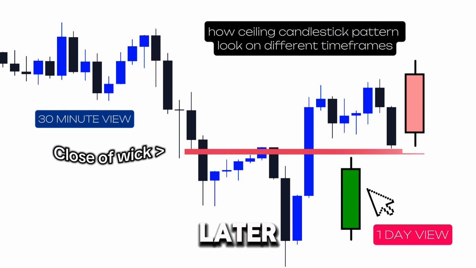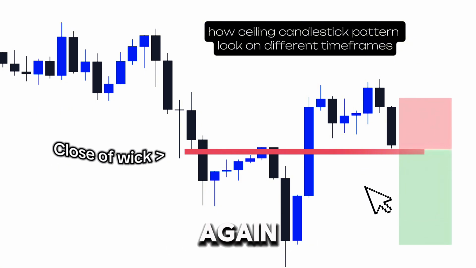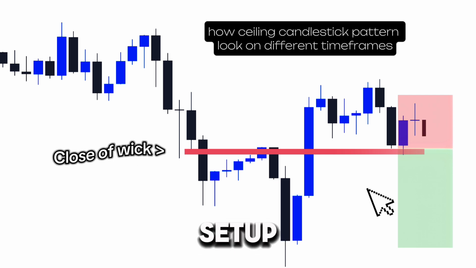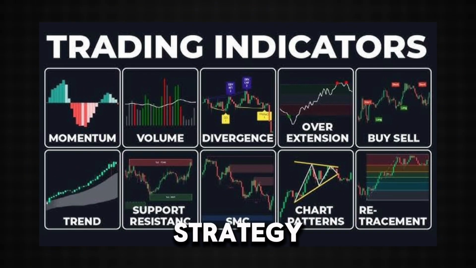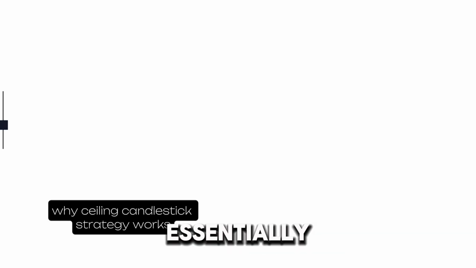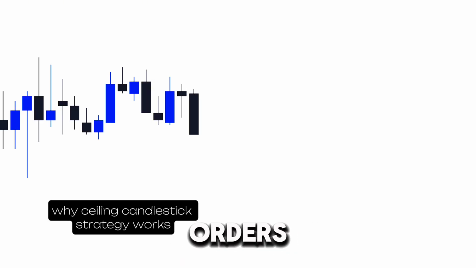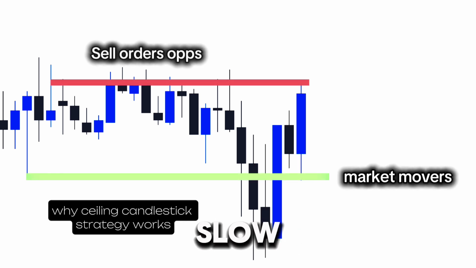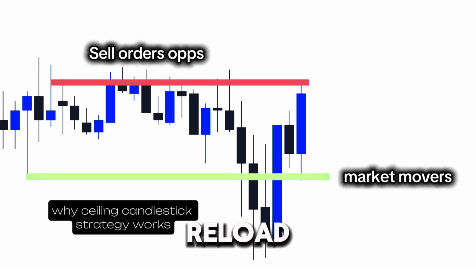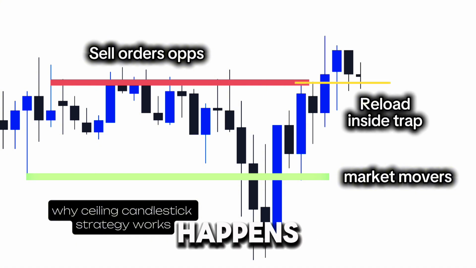And I'll teach you later how to exploit it. They trap traders when they try to sell again to catch any counter trend setup, a signal illusion they see on their indicator or whatever strategy they trade. Essentially, this is when institutions push their buy orders to sell orders to try and liquidate all those selling, so they can have fewer obstacles that try to slow price with sell orders as they reload buy orders to take price back up. And this happens.